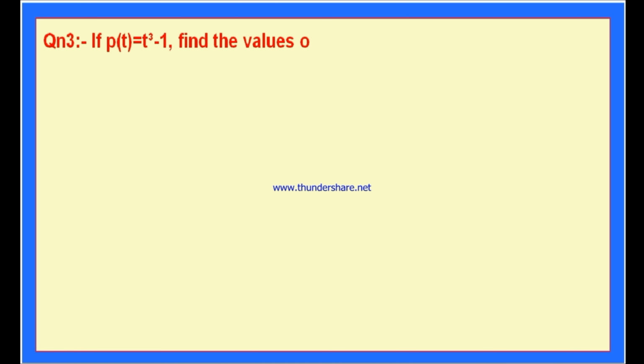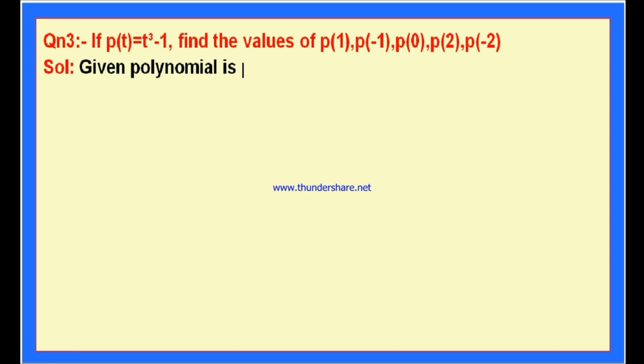If p of t is equal to t cube minus 1, then find the values of p of 1, p of minus 1, p of 0, p of 2 and p of minus 2. I shall repeat. If the polynomial in t, p of t is equal to t cube minus 1, then find the values of p of 1, p of minus 1, p of 0, p of 2 and p of minus 2. Here is the solution. We are given the polynomial p of t is equal to t cube minus 1.